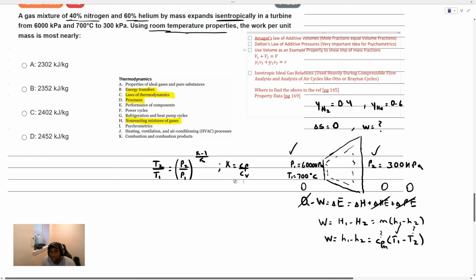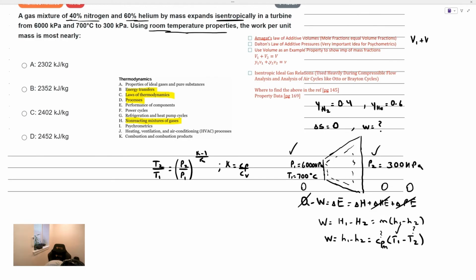There is Amagat's law of additive volumes. What that says is that we can take our component volumes, the V1 and V2, and we can sum them together to get the total volume. These are called component volumes, components of the mixture, or partial volumes. The sum of the partial volumes is equal to the total volume. Additionally, there's Dalton's law of additive pressures. We can take our component pressures or partial pressures of all of the components of the mixture and add them all up to get a total pressure.